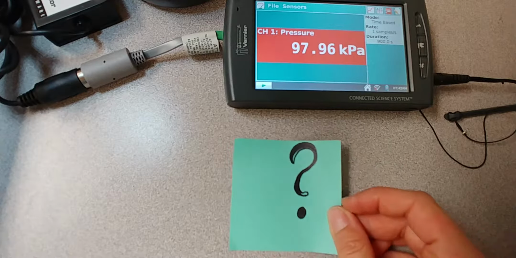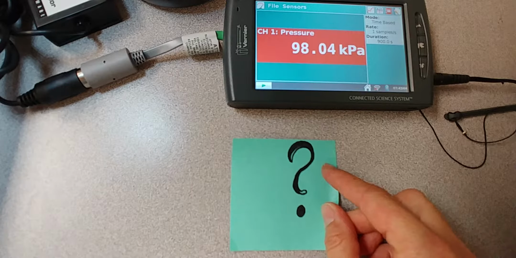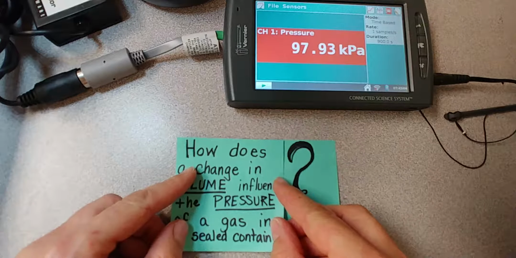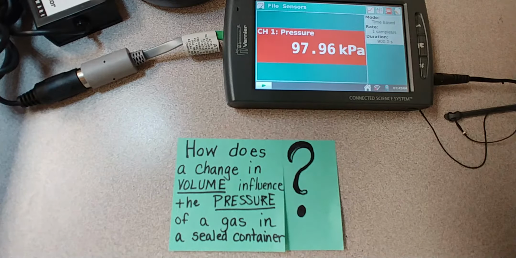So we are back to more science, and so of course we have a question because we have lots of those in science. So the question for today is this: how does a change in volume influence the pressure of a gas in a sealed container? So anytime we have a question, we always try to formulate some kind of way to figure out the answer to that question through experimentation.